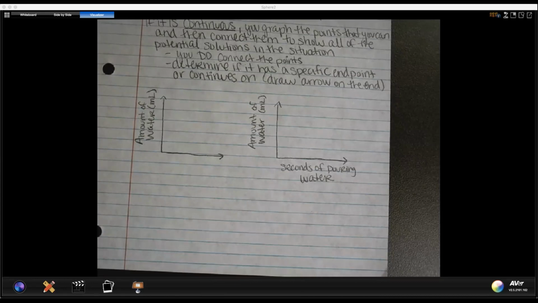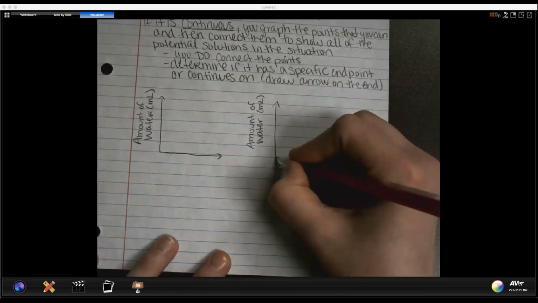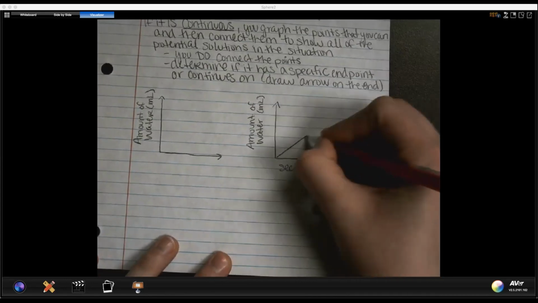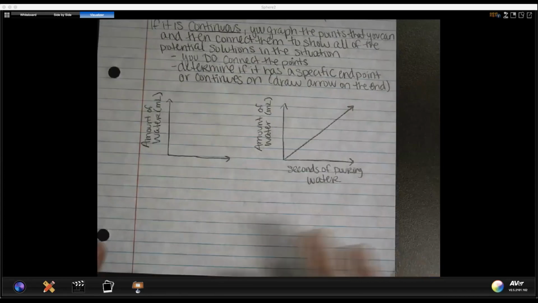So if I'm doing seconds, time can always be continuous, right? Time doesn't stop in the real world. So therefore, the amount of water and the seconds of pouring the water is going to have a continuous pattern.